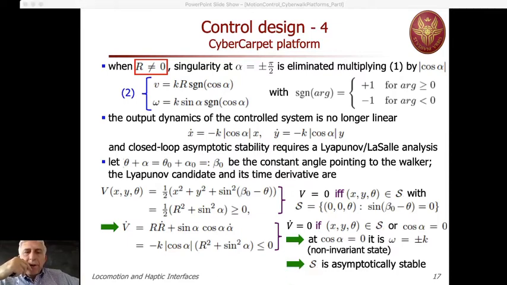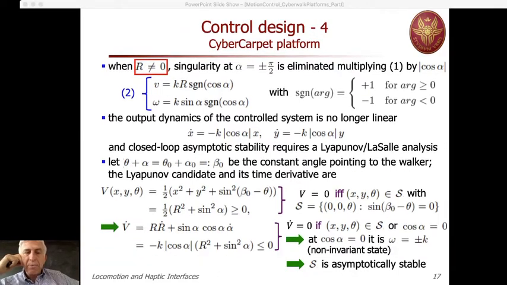and the commands that we are really implementing are k times r sign of cosine alpha, and we define the sign function in the proper way, so we have a plus 1 when the argument is positive or 0, and a minus 1 value when the argument is negative. Similarly, we used to have the tangent alpha in the omega expression. If we multiply this by cosine of alpha, then we remain only with sine alpha at the numerator, again with the sign of cosine alpha, defined as before. Now, this has in practice eliminated the cosine of alpha at the denominator, so has eliminated the singularity.